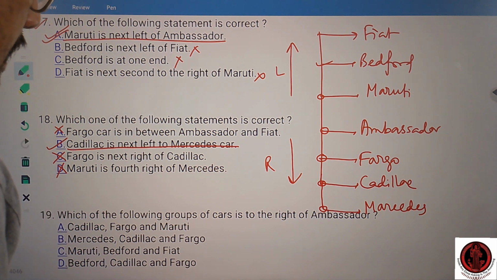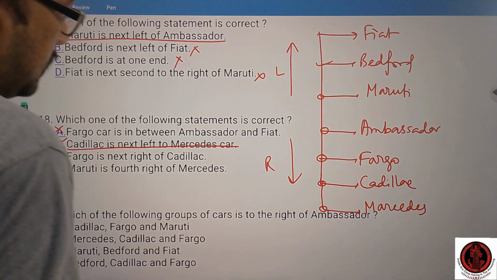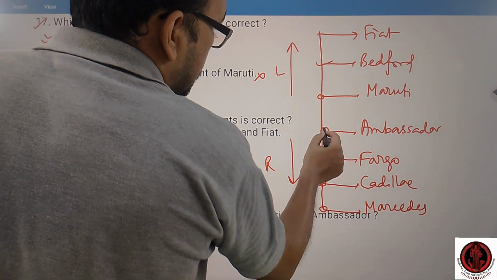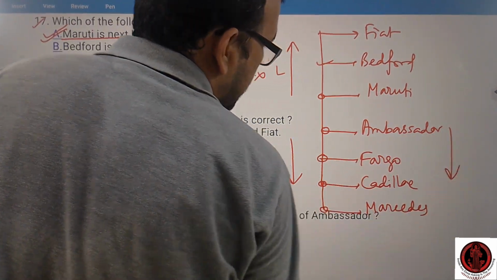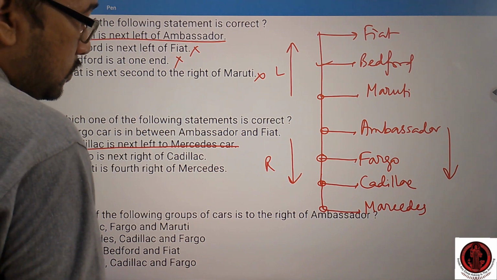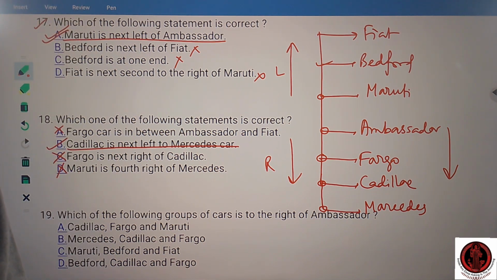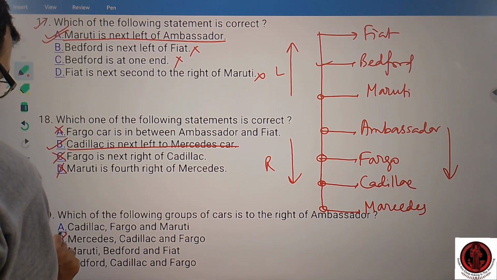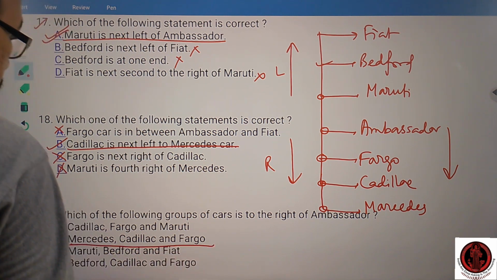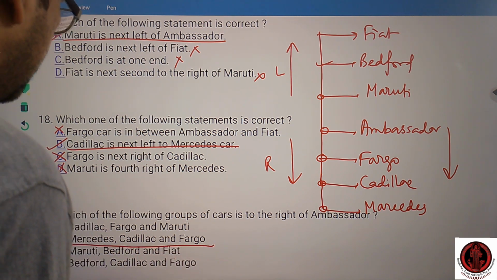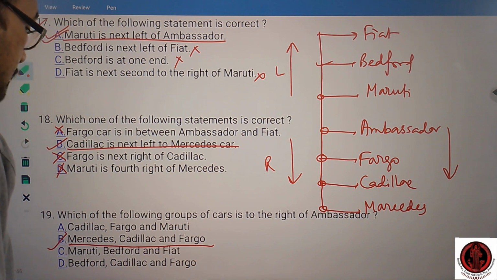Now question number 19. Which of the following group of cars is to the right of Ambassador? Right of Ambassador means the lower one. So Fargo, Cadillac, Mercedes. Option B is the answer. Fargo, Cadillac, Mercedes. This is the answer. Okay.